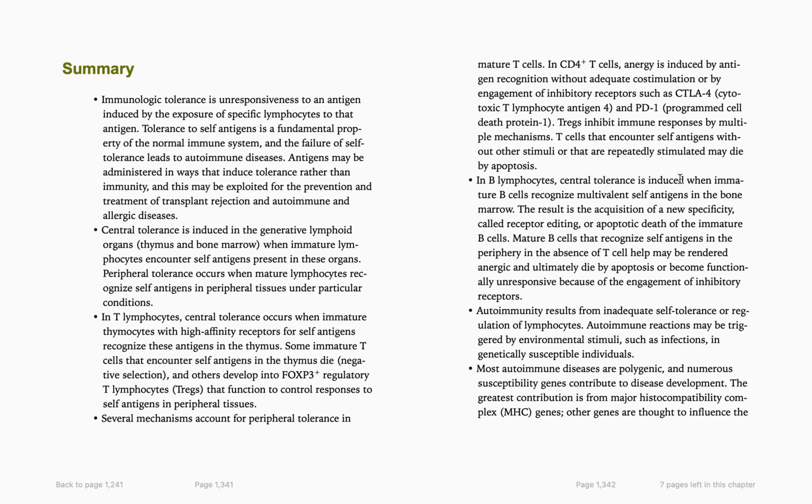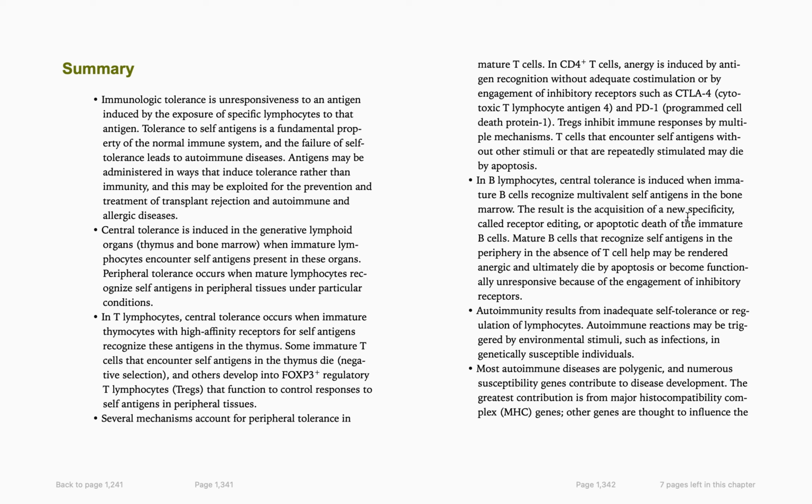B lymphocyte central tolerance is induced when immature B cells recognize multivalent self-antigen in the bone marrow. The result is the acquisition of a new specificity, called receptor editing, and apoptotic death of immature B cells. Mature B cells that recognize self-antigen in the periphery in the absence of T cells may be rendered anergic and ultimately die by apoptosis, or become functionally unresponsive because of the engagement of inhibitory receptors.